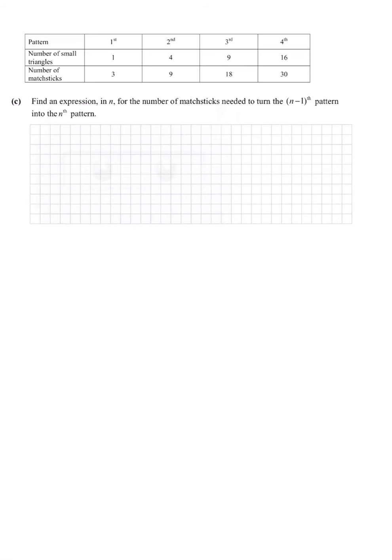In part C of this question, we need to find an expression in n for the number of matchsticks needed to turn the n-1th pattern into the nth pattern. So for this, we're going to use the table from the previous part, and we're going to be focusing on the number of matchsticks.